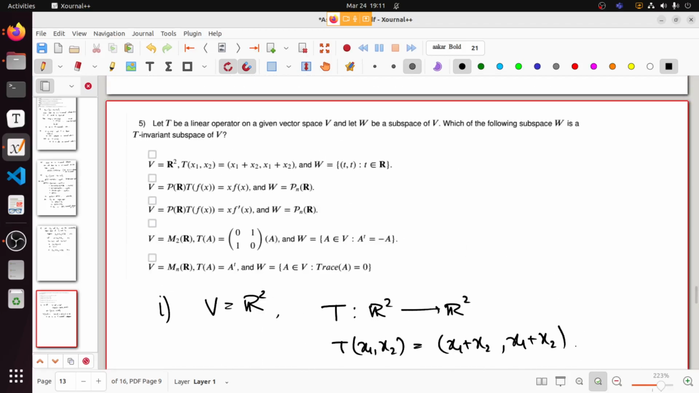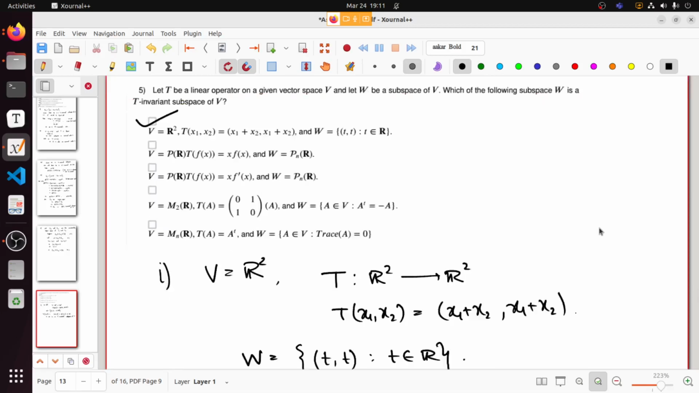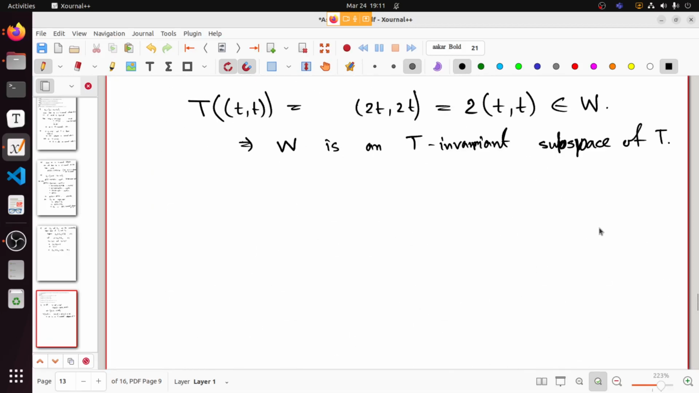Option number 1 is correct. Now, what is option number 2? V is the set of all polynomials over R, T of f(x) is x times f(x), and W is the polynomials of degree n. So let's check this.